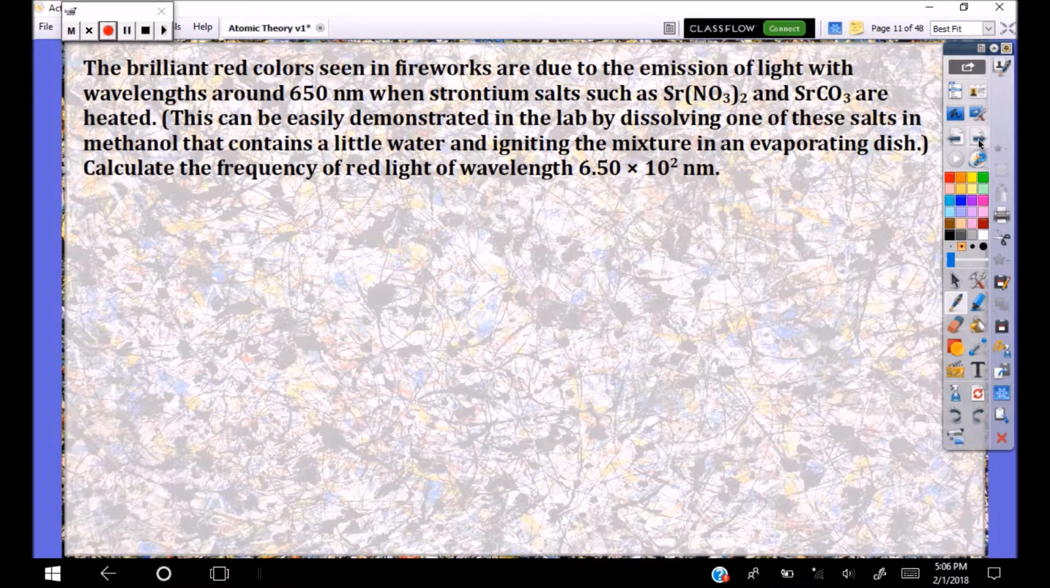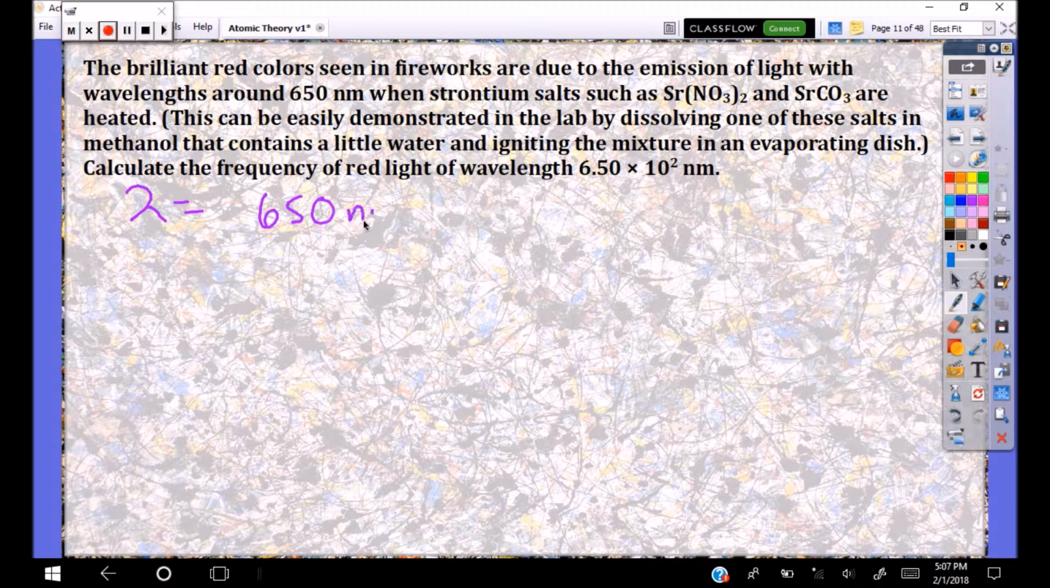Okay, so let's do a problem with it. The brilliant red colors seen in fireworks are due to the emission of light with wavelengths around 650 nanometers when strontium salts such as strontium nitrate and strontium carbonate are heated. So they want us to find the frequency of the red light, wavelength 6.50 times 10 to the second, which is the same as 650 nanometers. One thing is that lambda always has to be in meters. So we need an important conversion in order to do this, and you'll see that on the next page.